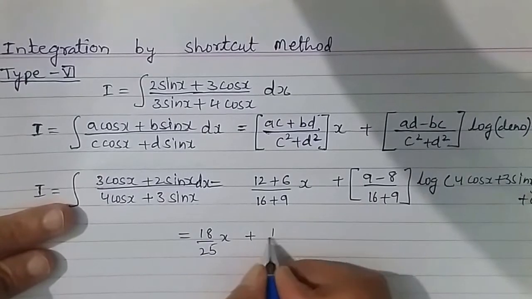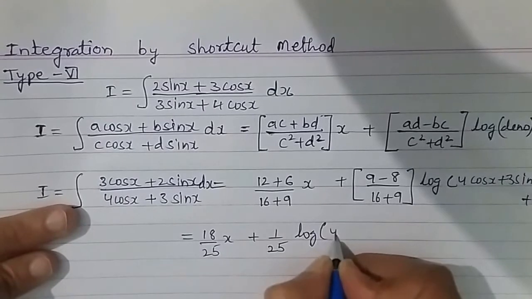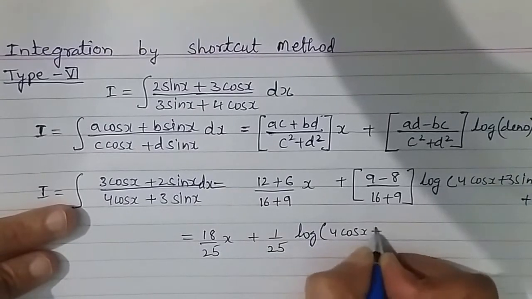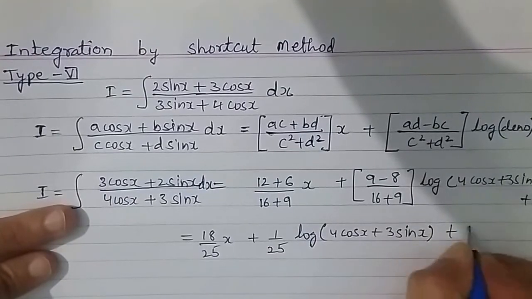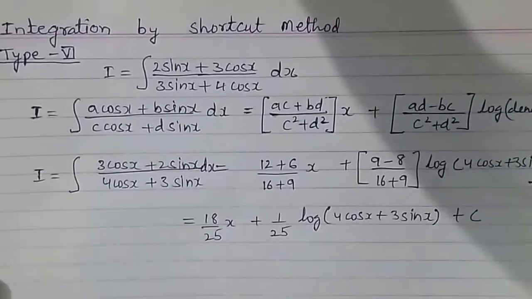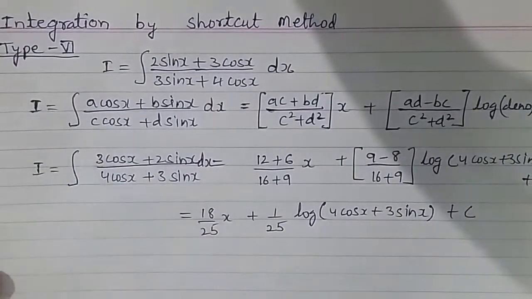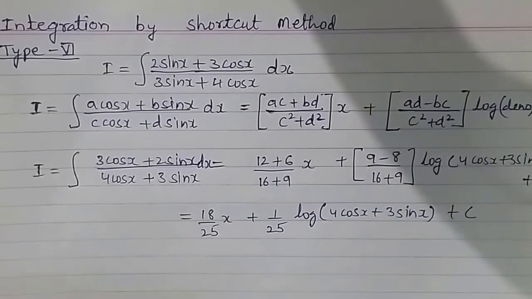So this becomes 12 plus 6 is 18 upon 25 x, plus 1 upon 25 log of (4 cos x + 3 sin x) plus c. That's all. The answer for this question is this simple. I will be using the same formula. I am practicing. I will let you practice one more question.